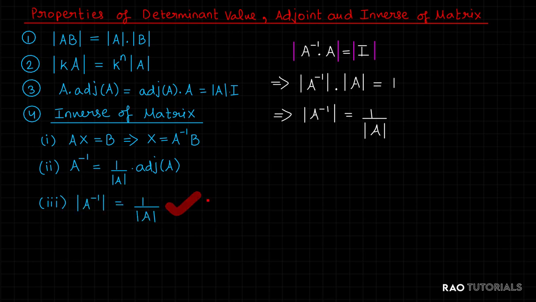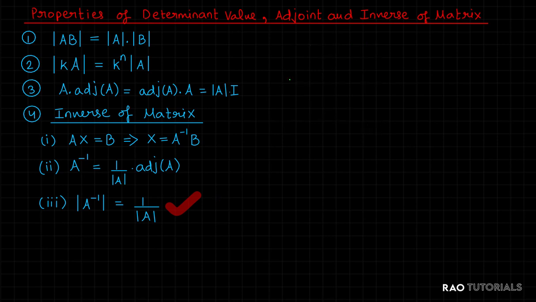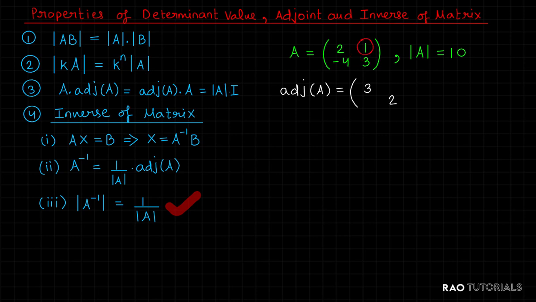Let us verify this result. Consider the matrix A. Its determinant value is 6 plus 4, 10. Adjoint of A is left diagonal element change, right diagonal sign change. A inverse equals 1 by determinant of A into adjoint of A.